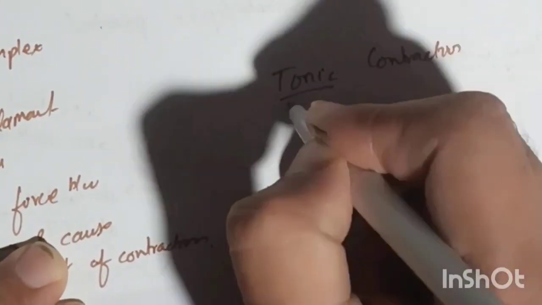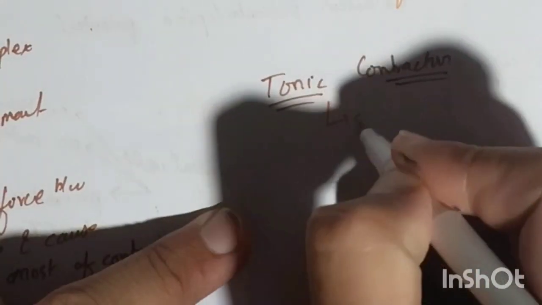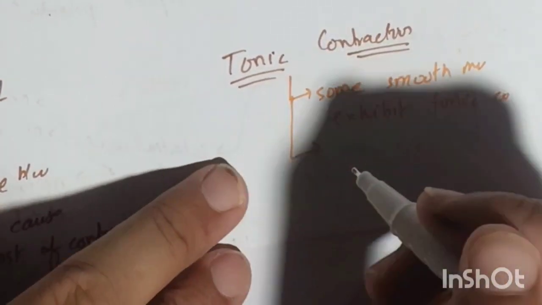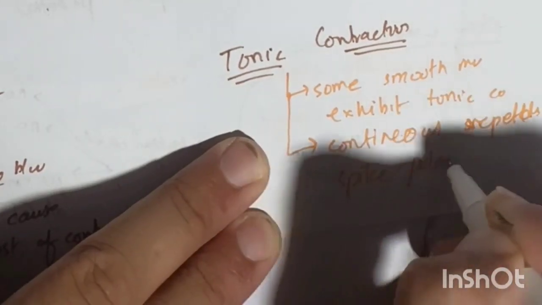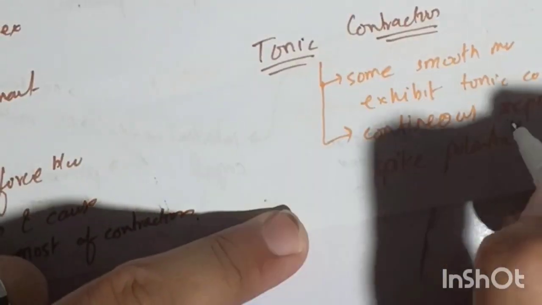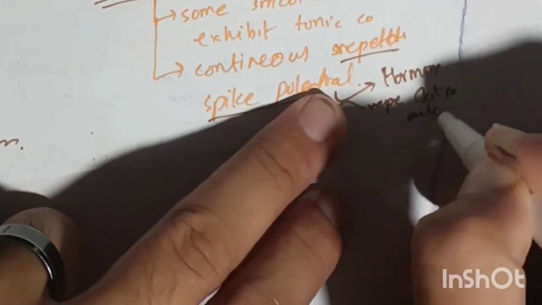Then there is tonic contraction. Tonic contraction is present in some of the smooth muscles of the GIT. It involves continuous, repeated spike potentials. This occurs by two mechanisms: one is by hormones, and the other is by nervous stimulation again and again.